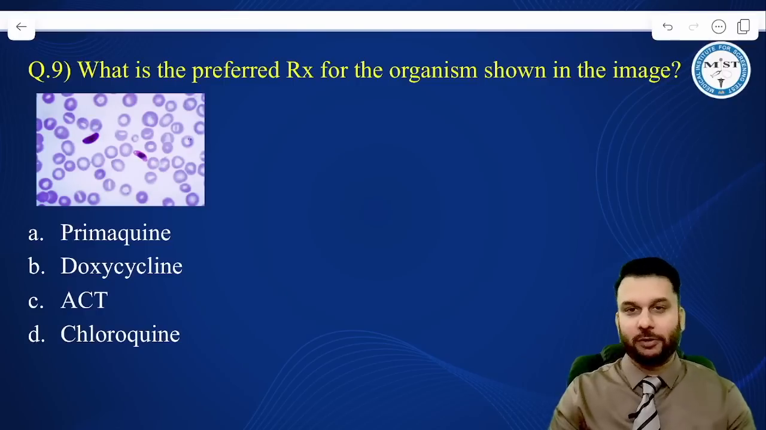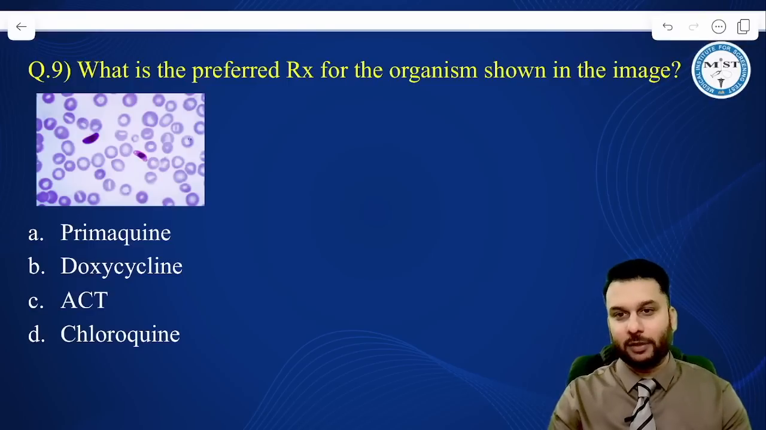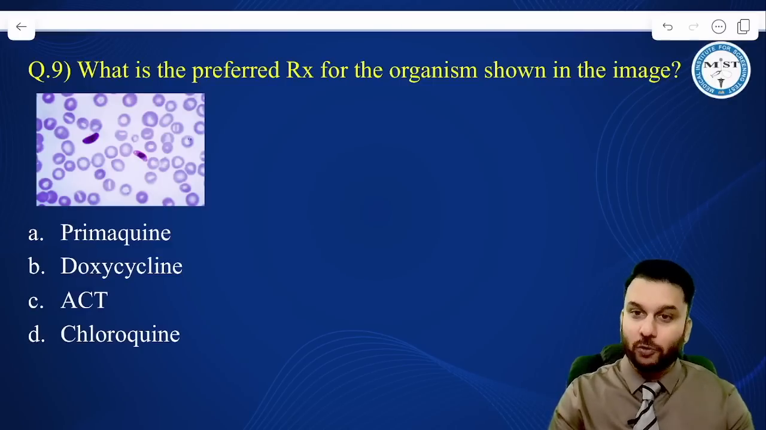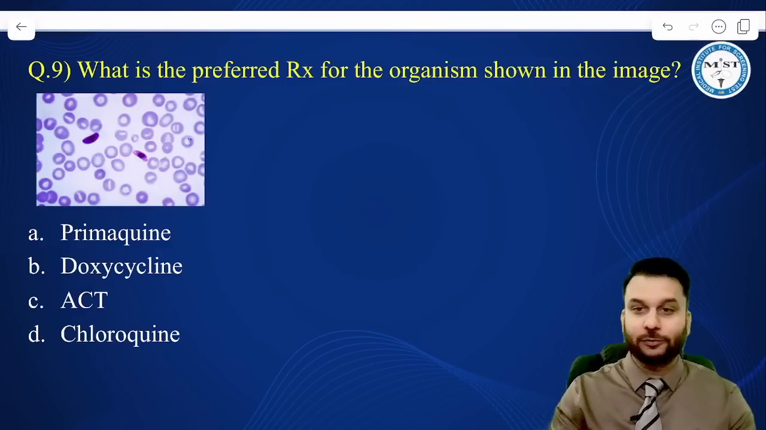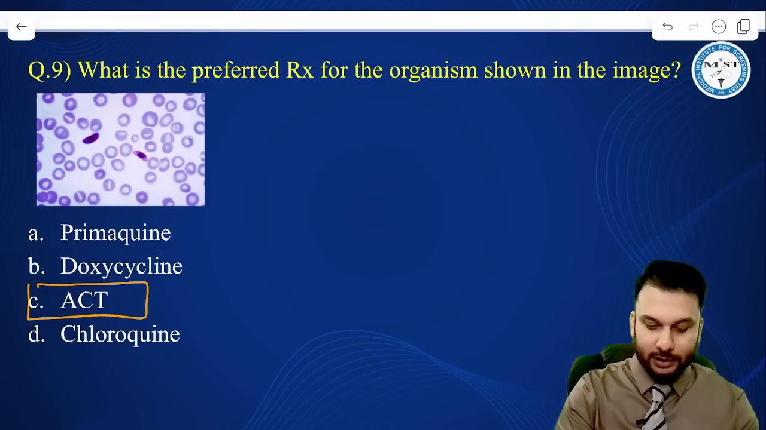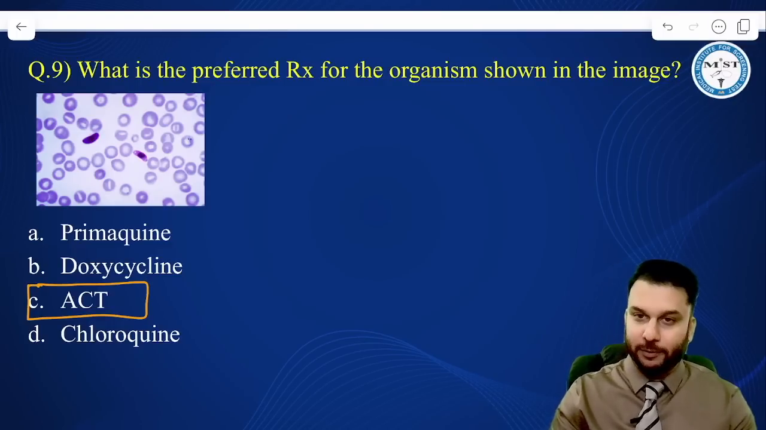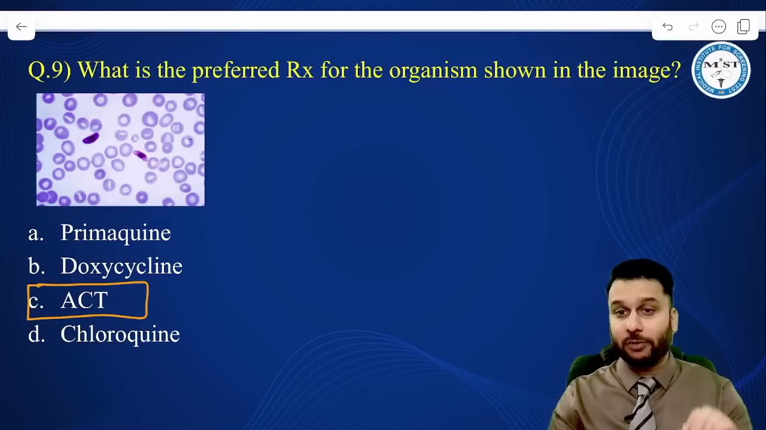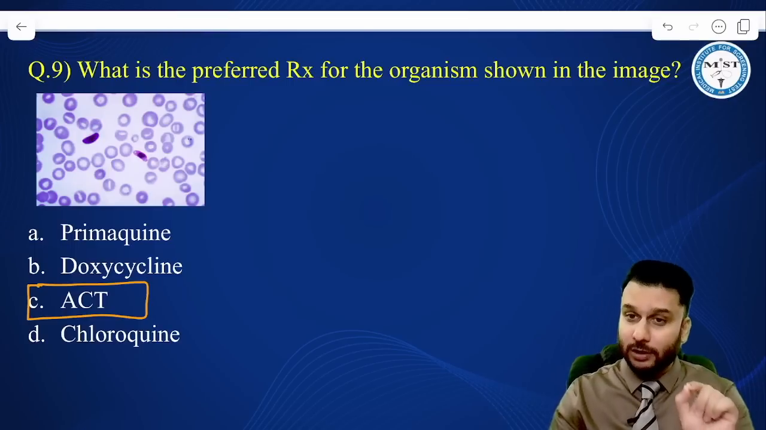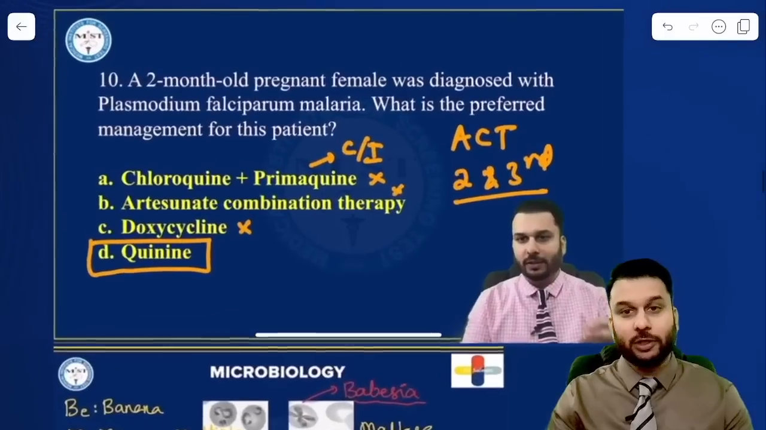What is the preferred treatment for the organism shown in the image? Guys, I'm sure you know from microbiology that this is nothing but a banana-shaped gametocyte, which is a classical feature of Plasmodium falciparum. And guys, for Plasmodium falciparum, the treatment that we prefer is known as ACT, artemisinin combination therapy. Now you must know that the treatment of ACT is different in the northeastern states of India versus the remaining India. I'm zooming into these two things.